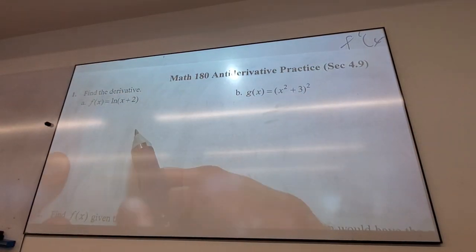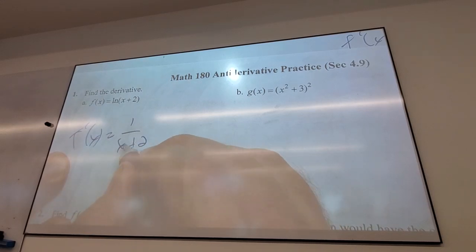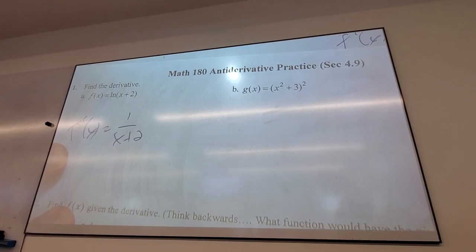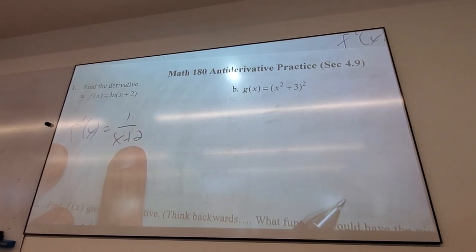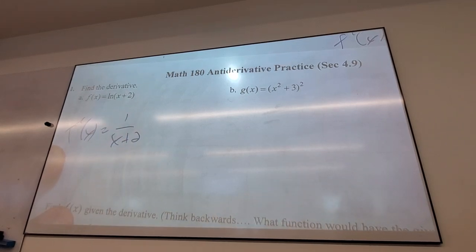So what is the derivative of the natural log of x plus 2? 1 over x plus 2. 1 over x plus 2, because chain rule doesn't really apply because the derivative of the inside is just 1. I like it. So what would the antiderivative of 1 over x plus 2 be? Natural log of x plus 2. Plus c. There you go.